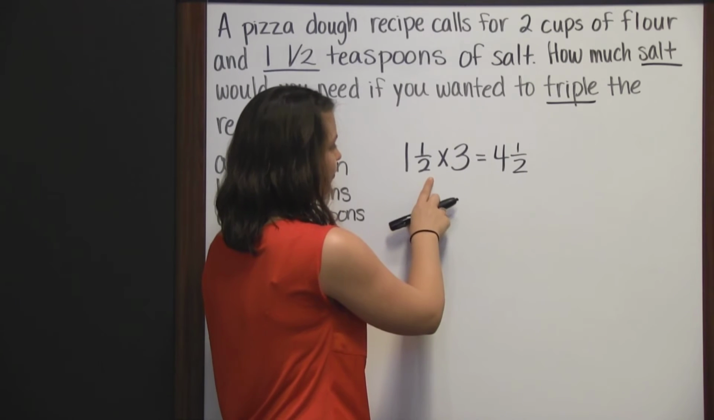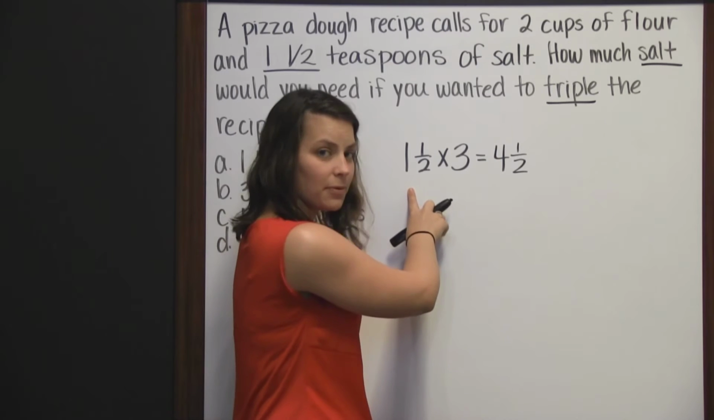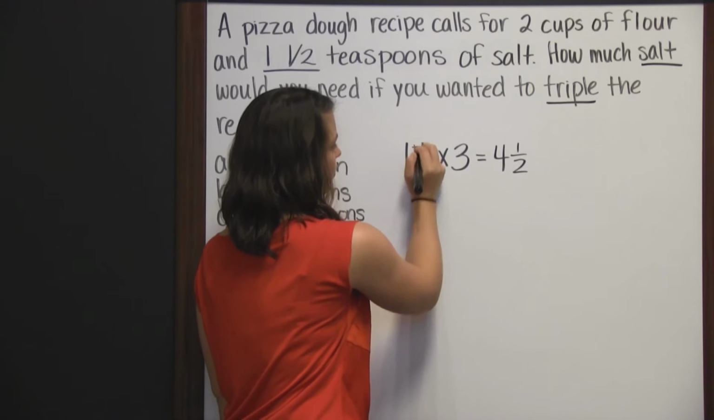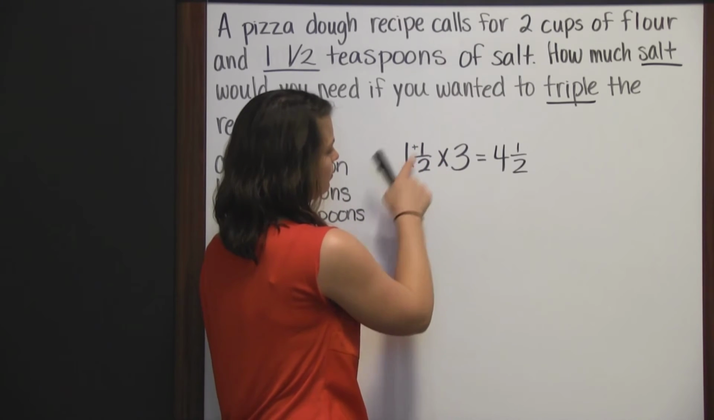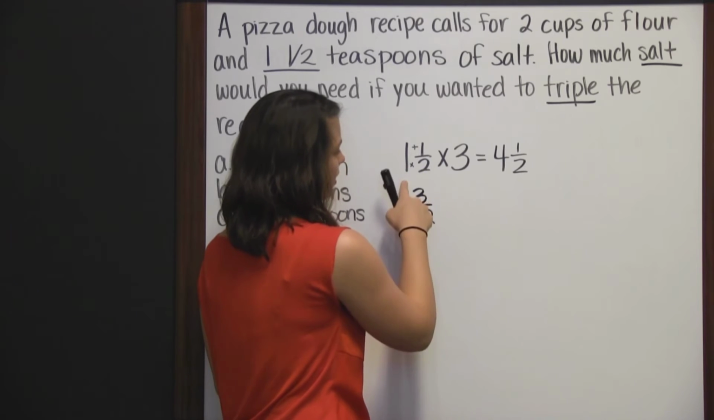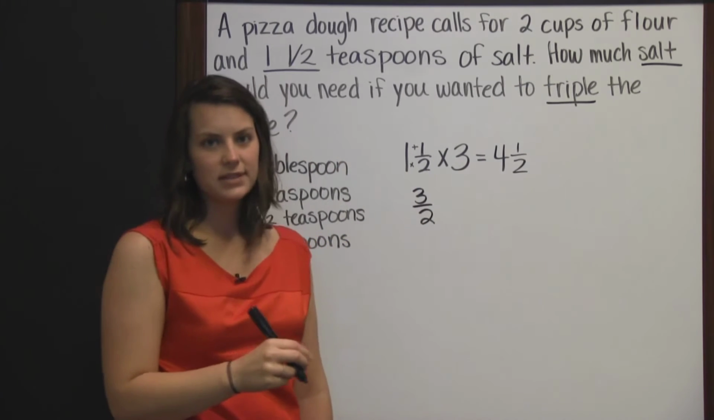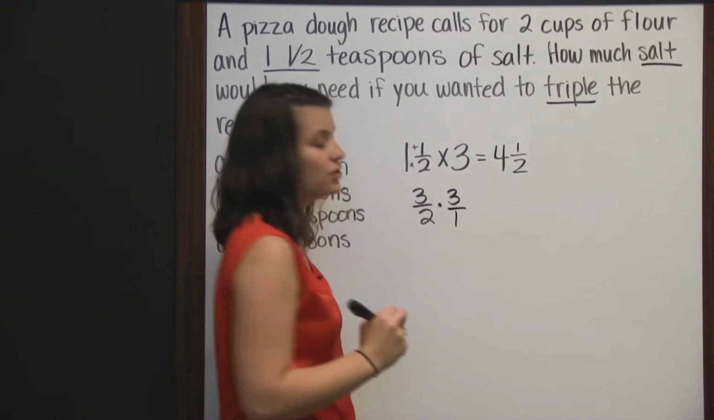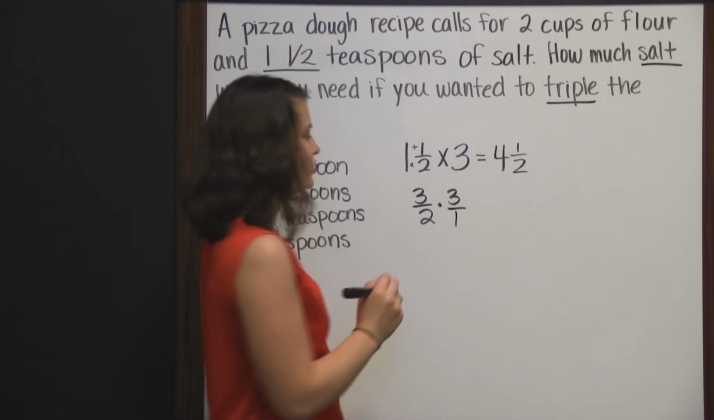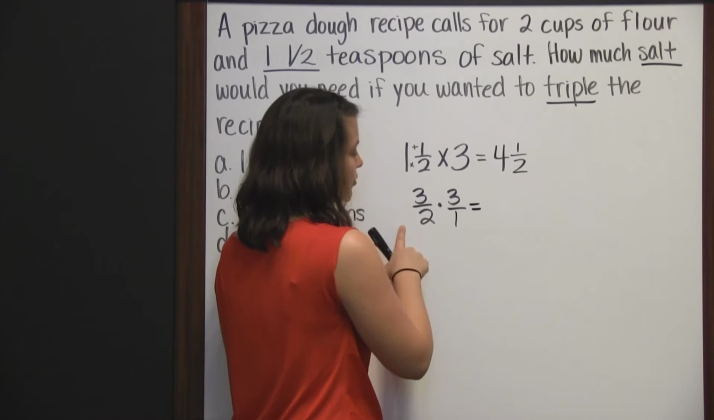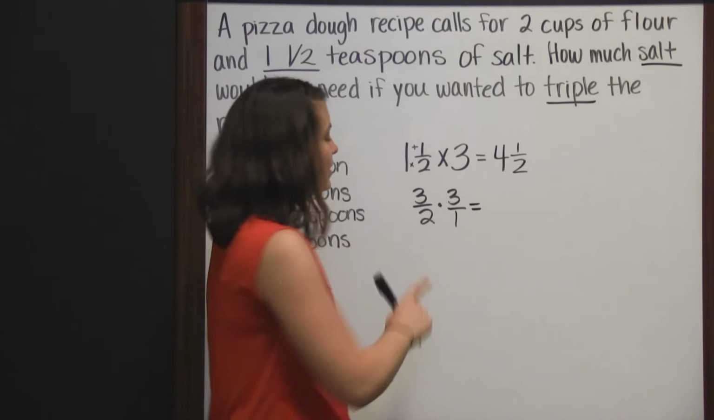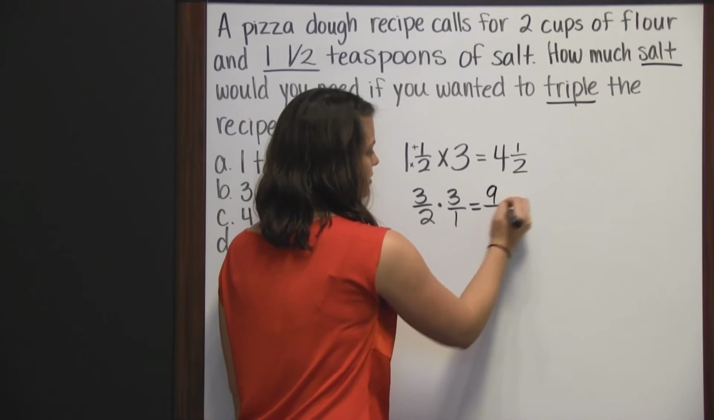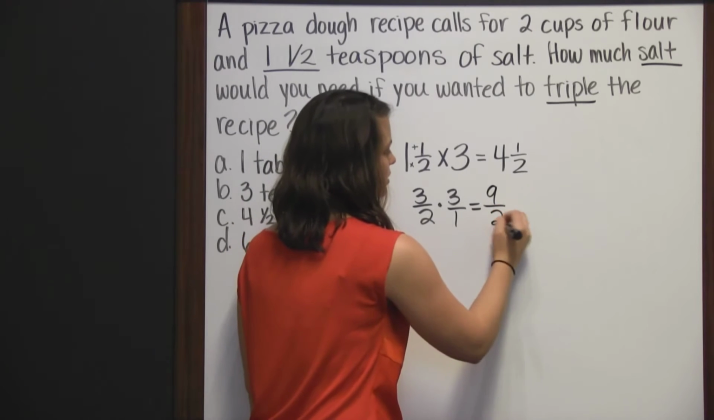We can convert our mixed number into an improper fraction by multiplying 2 times 1 and then adding 1. 2 times 1 is 2, plus 1 is 3. So 1 1/2 is also 3 halves. And then we're multiplying that times 3, or times 3 over 1, because you can put any number over 1 and you're not changing the number. So now we're just multiplying 2 fractions together. And that means we just multiply straight across. Numerator times numerator, 3 times 3 is 9, divided by 2 times 1 is 2.